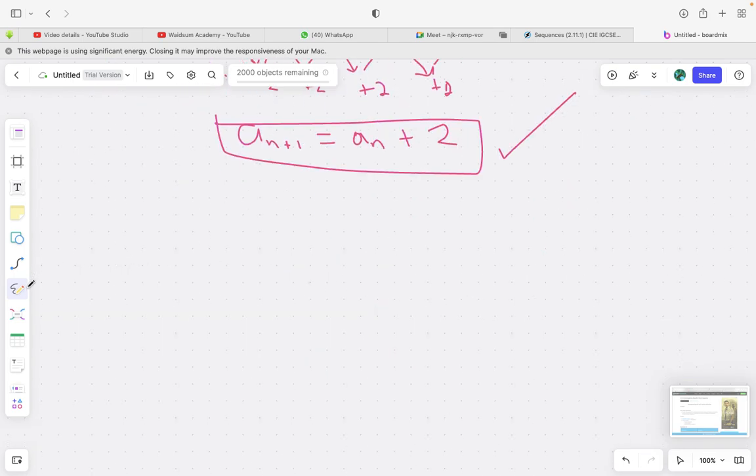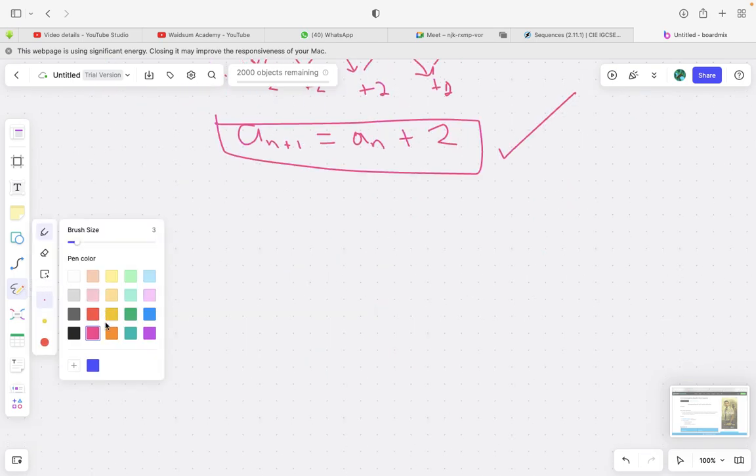For this question, we take a different color because it's a completely different question. Which color should we use? Green.